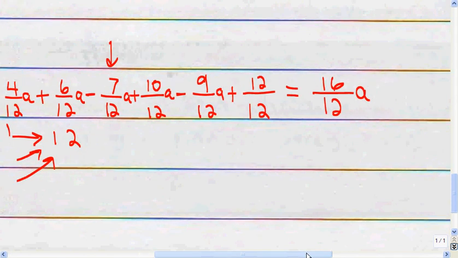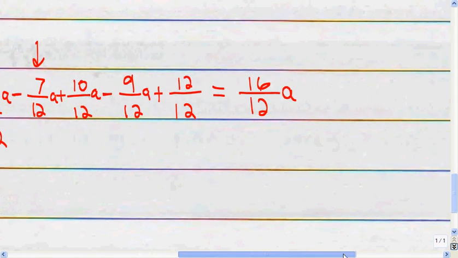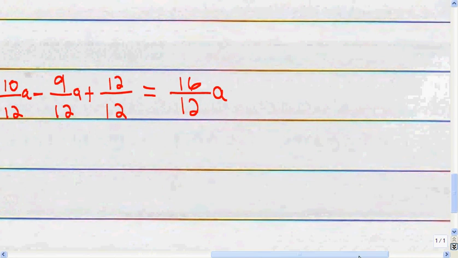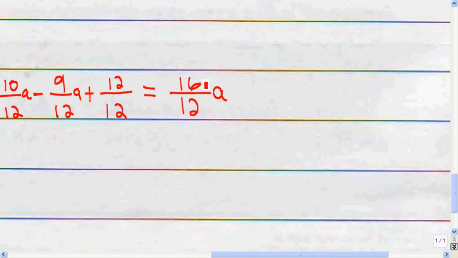That's my answer. Now you could reduce that. You're like, oh no, what do you mean by reduce? Okay, the way you reduce is you find a number that goes into 16 and 12. Let me say it a different way. You find a number that is a factor of both 16 and 12.